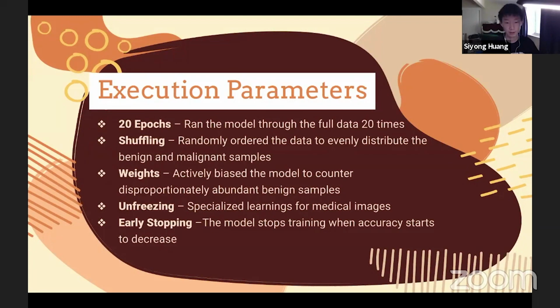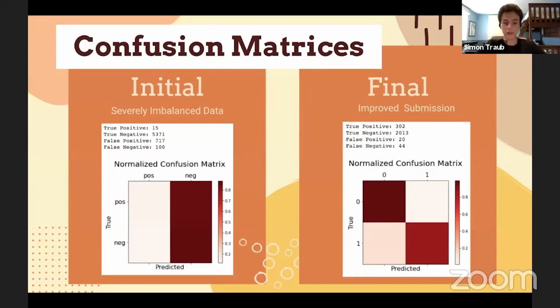Finally, we utilize early stopping, halting the model when its accuracy starts to decrease, meaning we can not only shorten the runtime, but also take advantage of the model when it's around peak performance. What you're seeing here are confusion matrices. They help us check out just how functional our neural network is in practice.